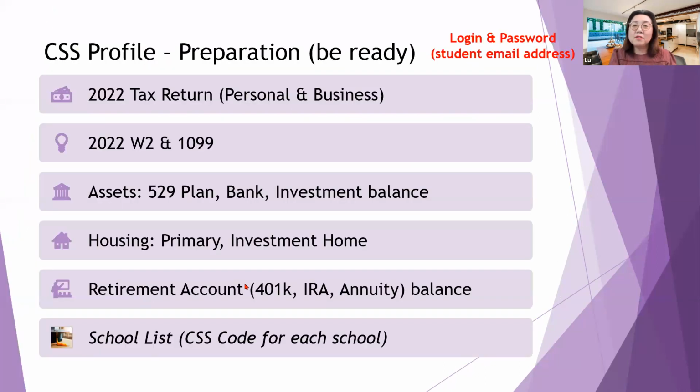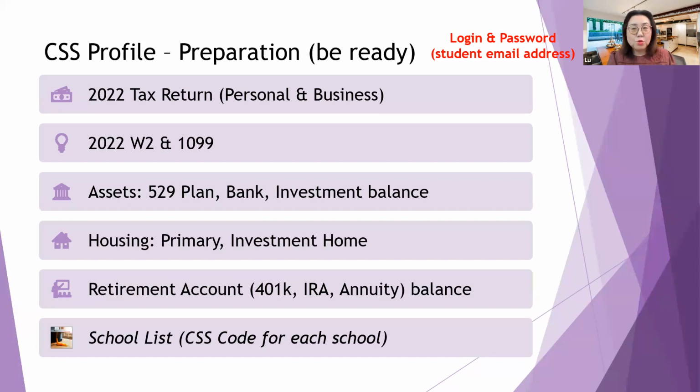Before you start filling out the form, I always say preparation and getting ready is more important. The first important document that you need to have ready is your tax return. For the senior parents, you need to have your 2022 tax returns. If you have a business, you will need to have your business tax return ready as well. And the second one is the W-2 and the 1099. If you don't have it, that's fine.